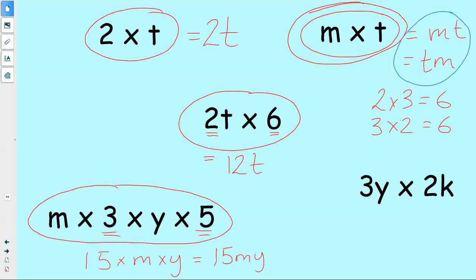This one now, let's look at the numbers first. So with 3 multiplied by 2, which is 6, and Y multiplied by K, which we know we can write as YK. We don't have to write the multiplication sign in between. So it's going to be 6YK as your final answer. Okay, let's move on.